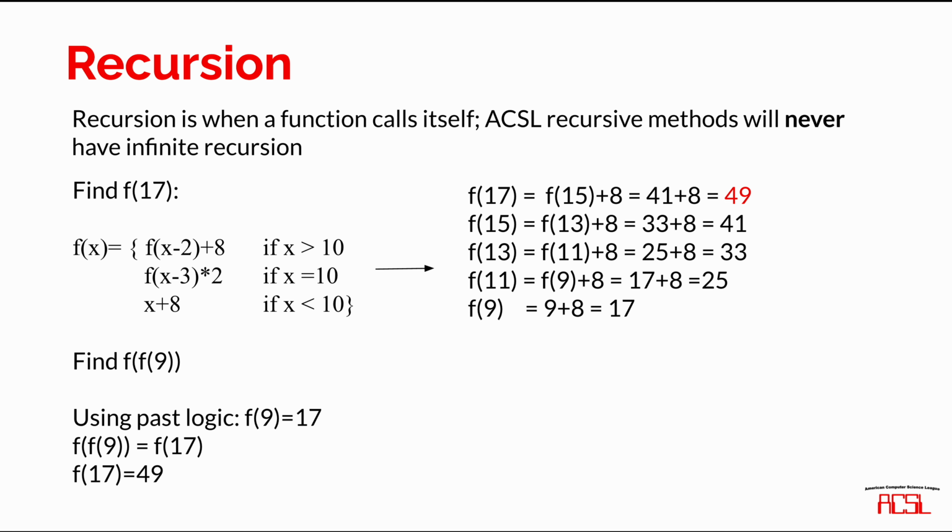So we can use f of 9 is equal to 17 and substitute that for f of 9 in this equation. So now we know f of 9 is equal to f of 17. Now, from our past tracing, we know f of 17 is equal to 49. So this means that f of 9 is equal to 49.